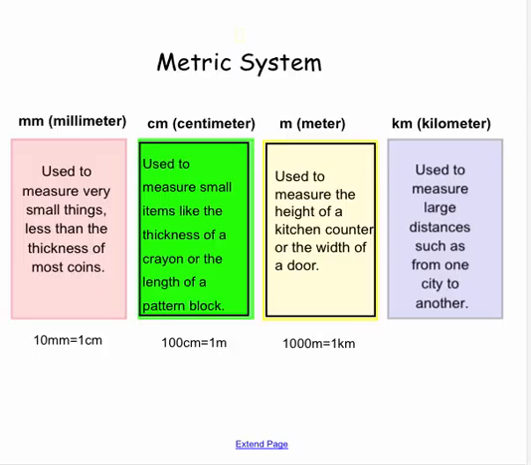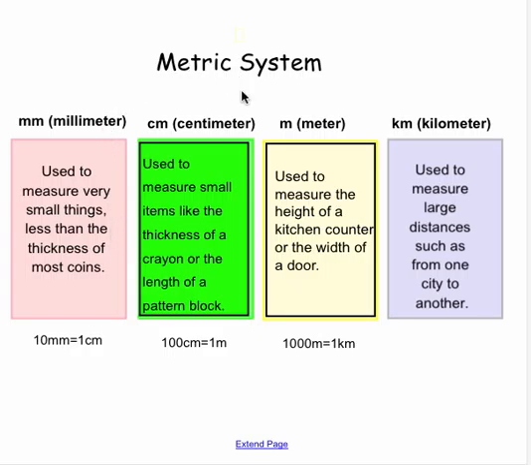This is the metric system. In the metric system, today we're going to talk about 4 different units of measurement. We're going to start by talking about millimeter. This is the smallest unit of measurement that we're going to talk about today. It's used to measure very small things, less than the thickness of most coins.